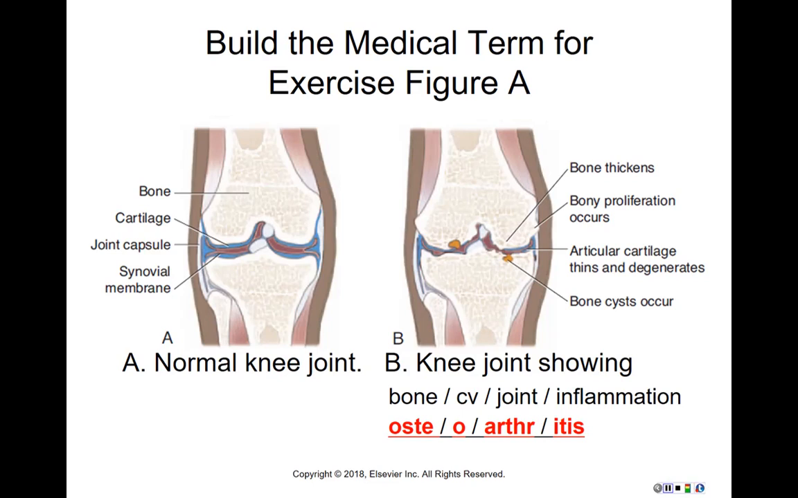So you have to know what the word root for bone is, and again, that's oste. The combining vowel more than likely is going to be O. The word root for joint is arthra, and then the suffix for inflammation is itis. So your actual medical term is osteoarthritis. And so that's actually the next screen that shows you the answers, which I messed up on.